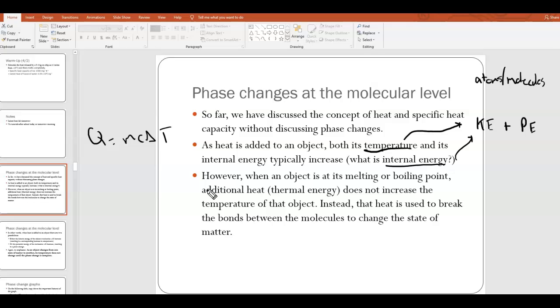If you look at the third bullet point here, it says, however, when an object is at its melting or boiling point, additional heat does not increase the temperature of the object. Okay, so that means if you take an object that is at its melting point or at its boiling point and you add heat to it, that extra heat does not go into increasing the temperature of the object.